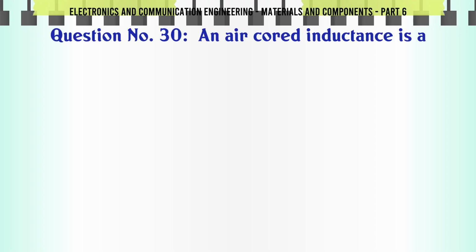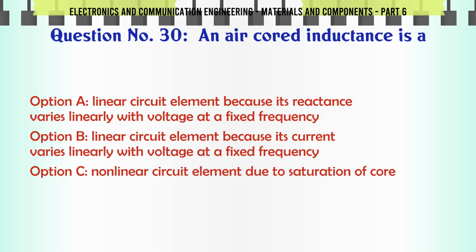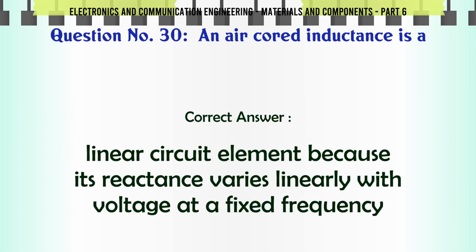An air-core inductance is A linear circuit element because its reactance varies linearly with voltage at a fixed frequency, B linear circuit element because its current varies linearly with voltage at a fixed frequency, C nonlinear circuit element due to saturation of core, D nonlinear circuit element because of V. The correct answer is linear circuit element because its reactance varies linearly with voltage at a fixed frequency.